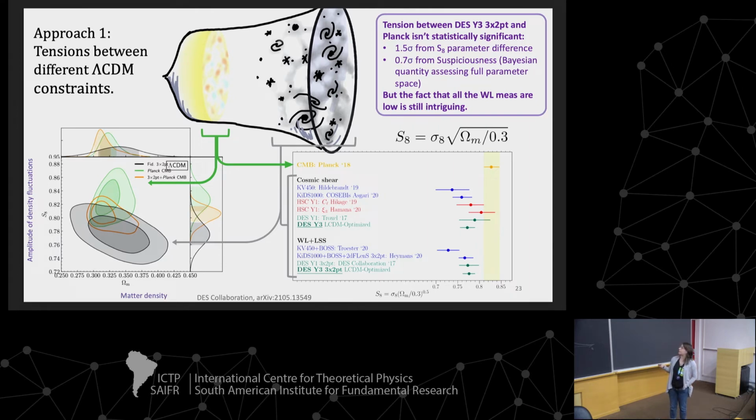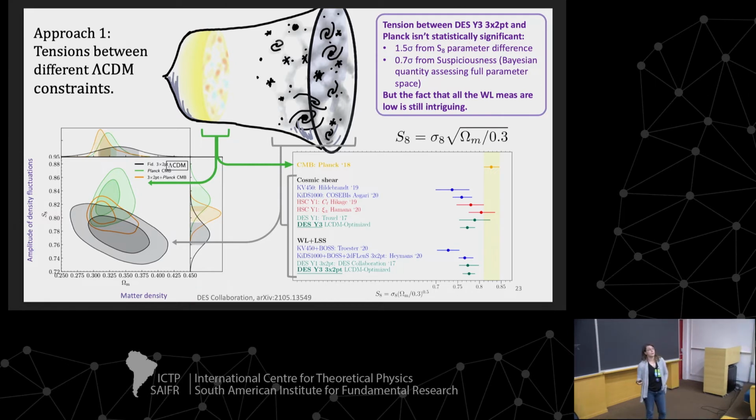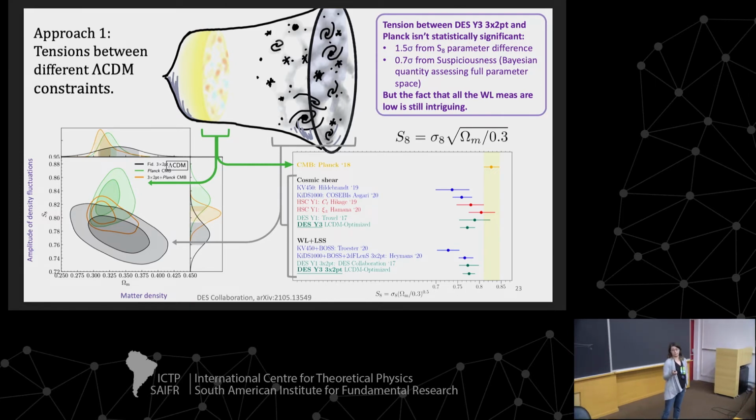So the ones that come out of the DES Year 3 analysis from lambda CDM are in these bottom two green points. And for our measurement alone, statistically speaking, when you look at different measurements of assessing tensions between these green points and this yellow one, we don't find a super statistically significant tension. Just looking at the S8 parameter, we're only about 1.5 sigma off. When we look at the full parameter space using some Bayesian statistical metrics, it gets a bit lower.